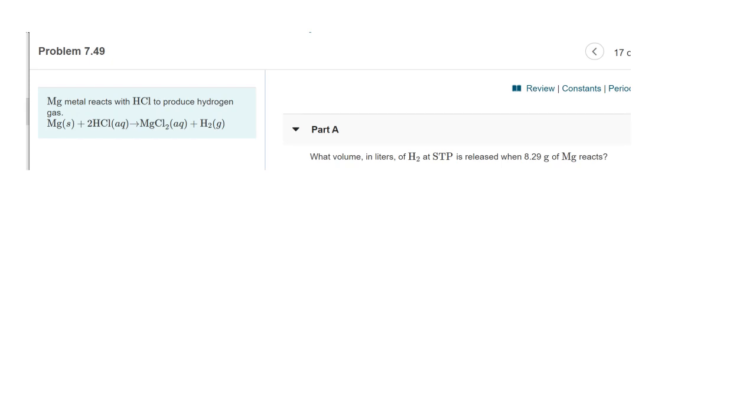Problem 7.49. Magnesium metal reacts with hydrochloric acid to produce hydrogen gas. What volume in liters of hydrogen at STP is released when 8.29 grams of magnesium reacts?